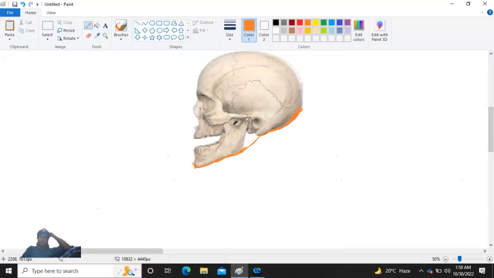This is the other side of the attachment of this fascia. It has a similar pattern on the other side. Then they join and form the complete ring. This is the attachment of the deep fascia.